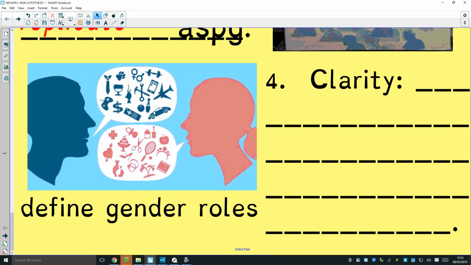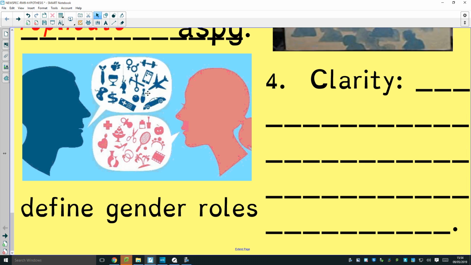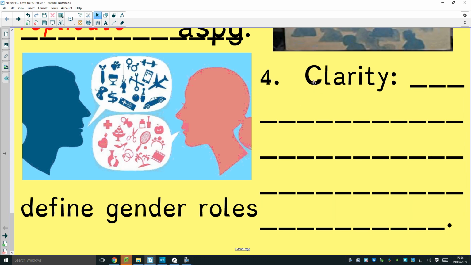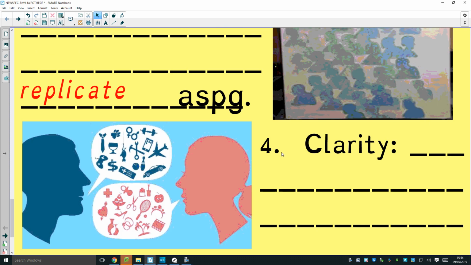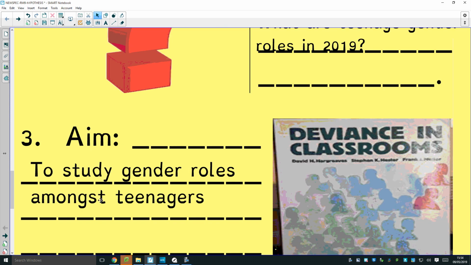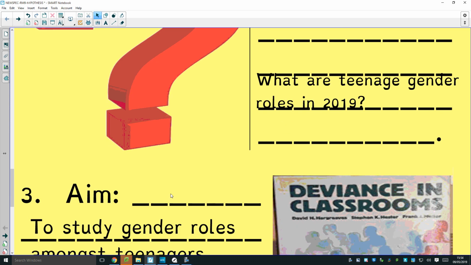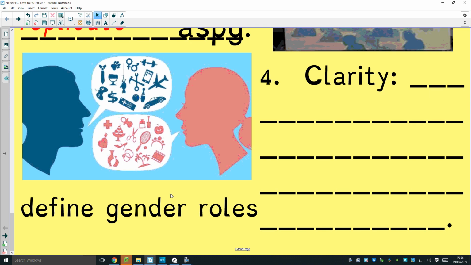The thing you've got to do before you even start is have a massive amount of clarity about what you mean. If you are going to study gender roles amongst teenagers, you've got to be clear about several things. What do you mean by teenagers? What age groups are you talking about? Do you mean 13 to 19, or have you decided to do 13 to 40? You've got to be clear on that.